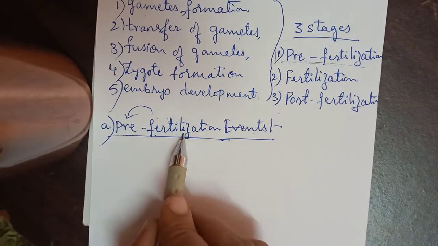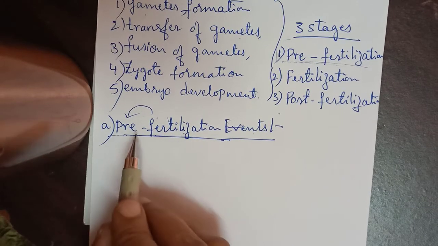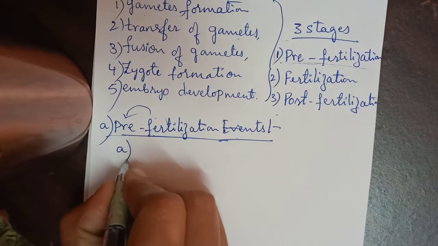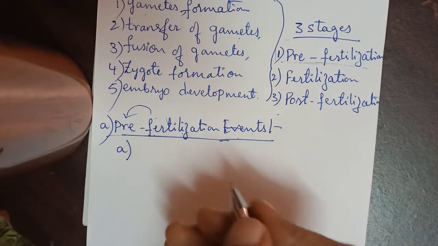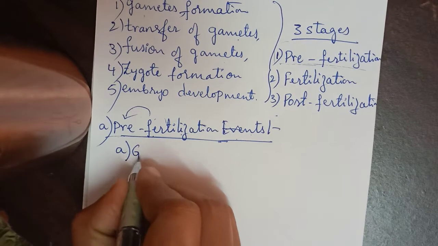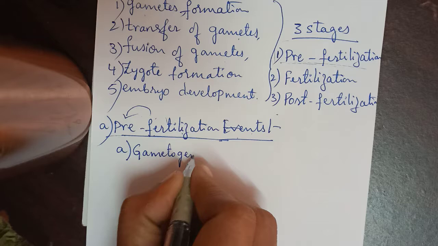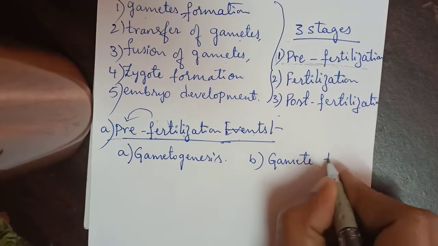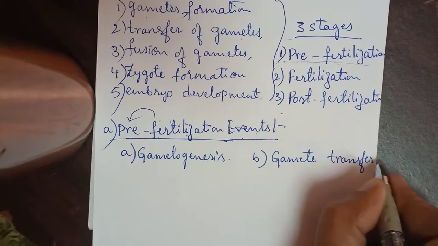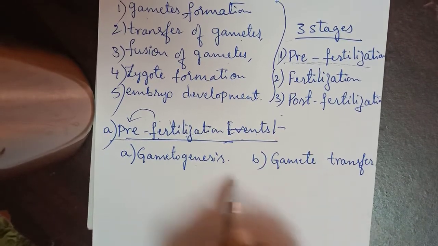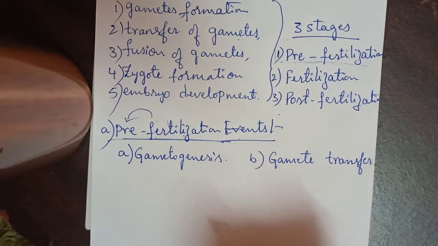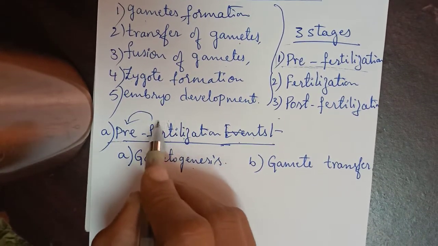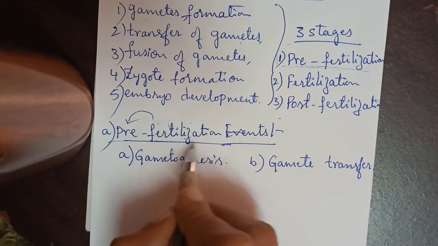The events that take place prior to the fertilization are called pre-fertilization events. These pre-fertilization events can be explained in 2 subheadings. One is gametogenesis and the other is gamete transfer. So gametogenesis and gamete transfer are the 2 events which are done before the fertilization process. Fertilization means the fusion of male and female gametes to form a zygote. This process is called fertilization.